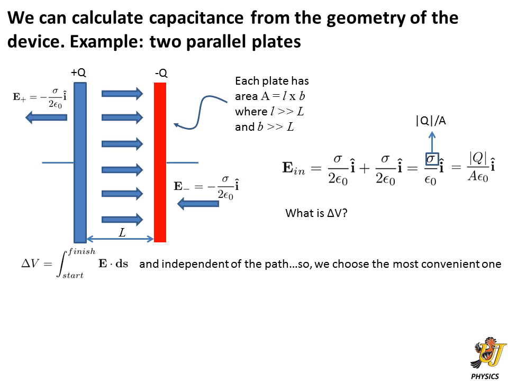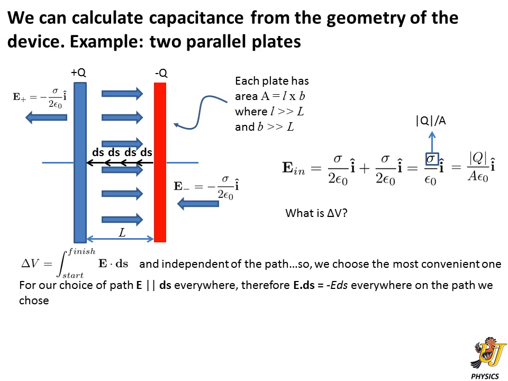In general, we know the potential difference is given by the path integral of E dot ds, and that the potential difference is independent of the path we choose. So we choose the most convenient path. Here, this path is mapped out by the tiny little vectors ds and is everywhere antiparallel to the electric field. Therefore, everywhere on this path, E dot ds will be just the negative of the magnitude of the electric field times a tiny little length ds.